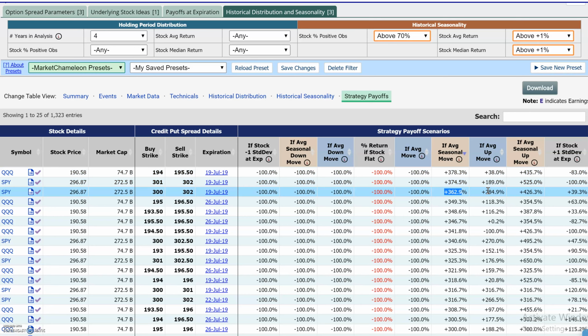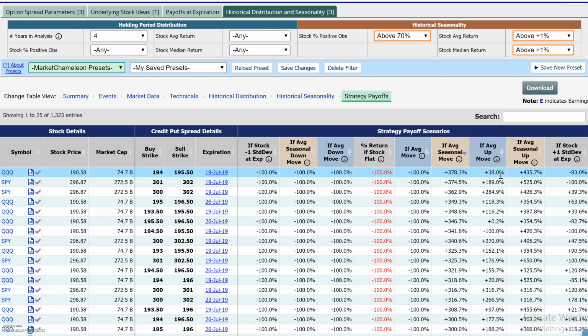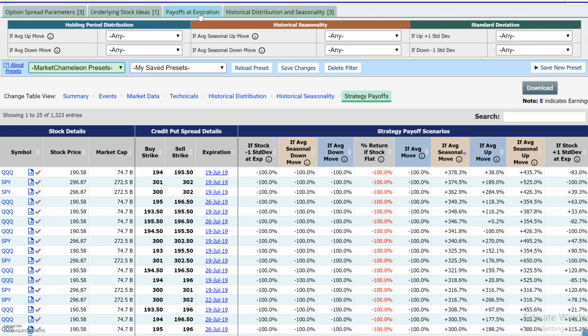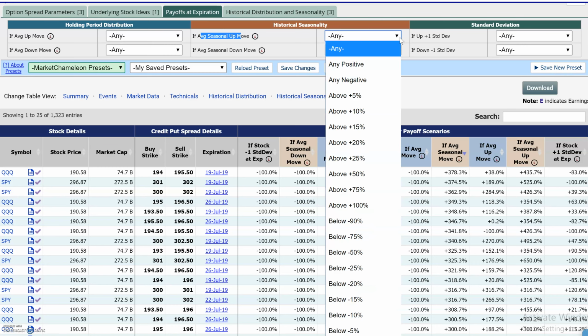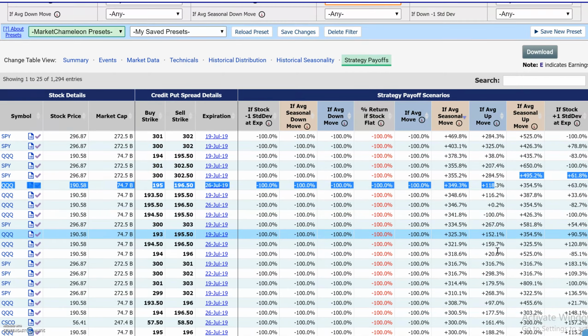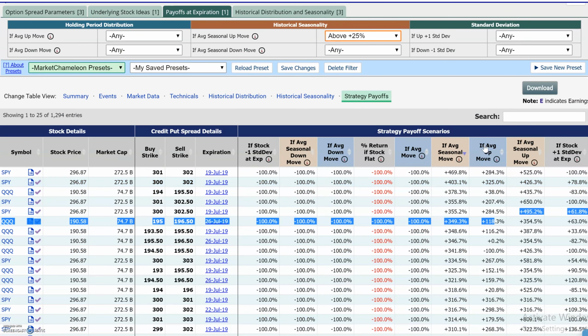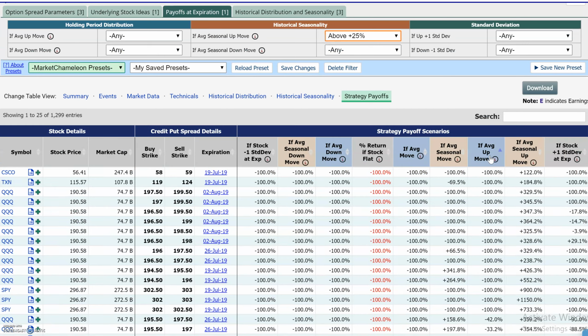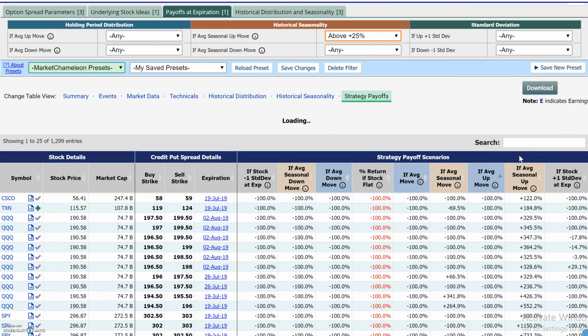You could also target, for example, the average up move. Just isolate all the up moves, and on average, when it's up, what is the average up move? So you could sort it by here, or we could even set a minimum. So if the average seasonal move, if that's where the stock lands at expiration, we need at least, let's say, a 25% return. So that's what this is going to do. All these are now sorted by at least a 25% return or more if the stock replicates its historical average seasonal up move.